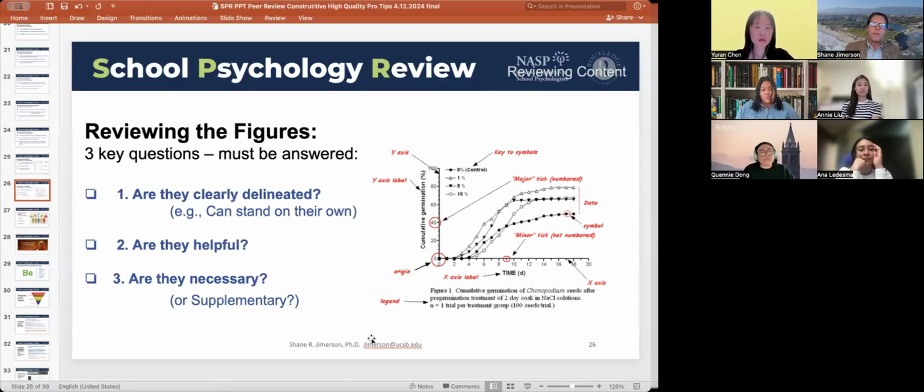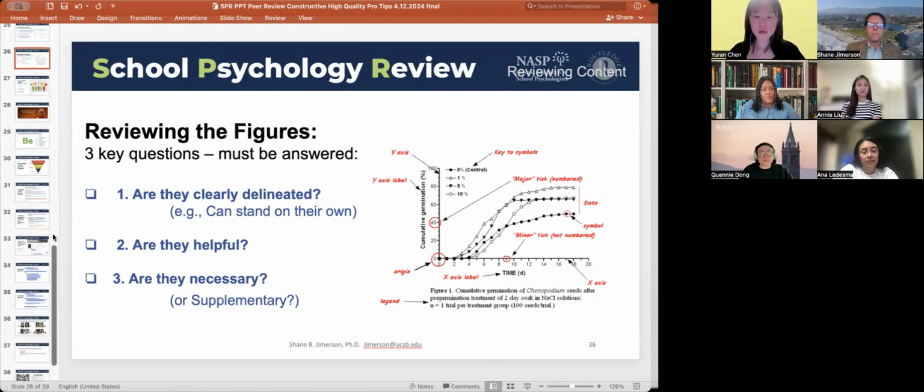Also, similarly with the figures. Similarly, are they clearly delineated? Can they stand on their own? And the same things, are they helpful? Are they necessary? You're applying the same logic model and making certain that things are clearly understood, clearly delineated. So tables and figures are quite a big deal to make sure that they're helpful, meaningful, accurate, and that sort of thing. Okay.